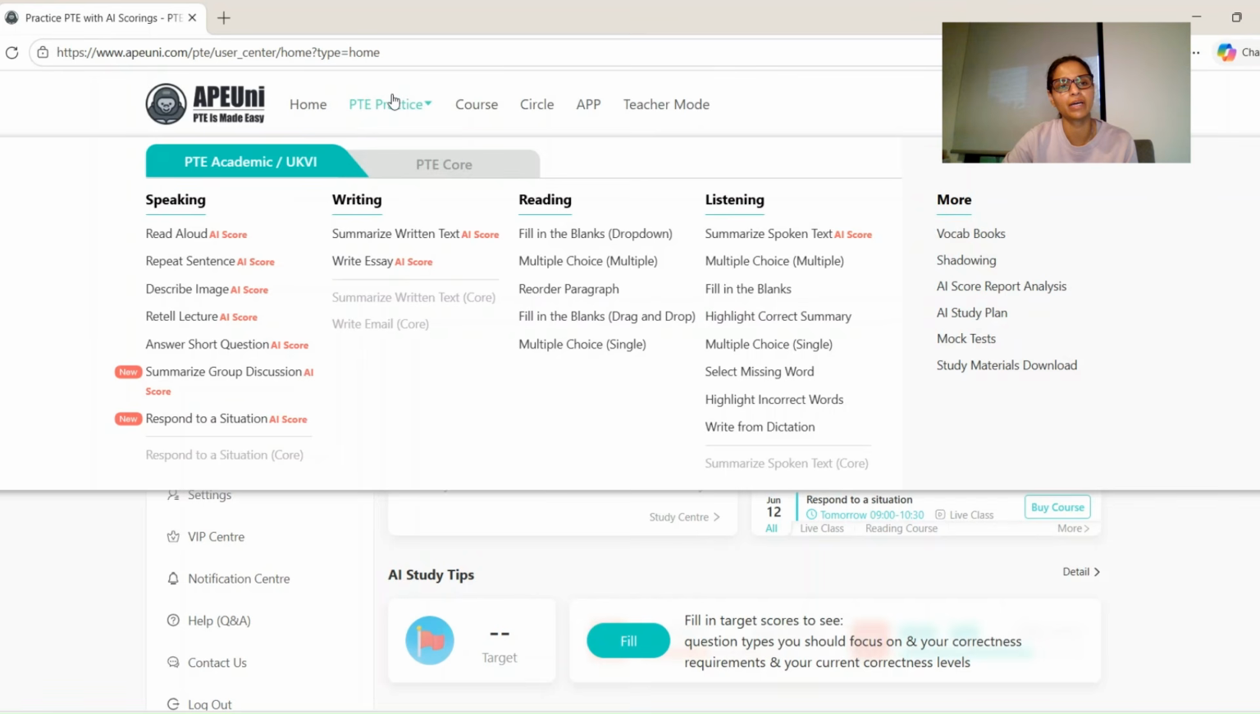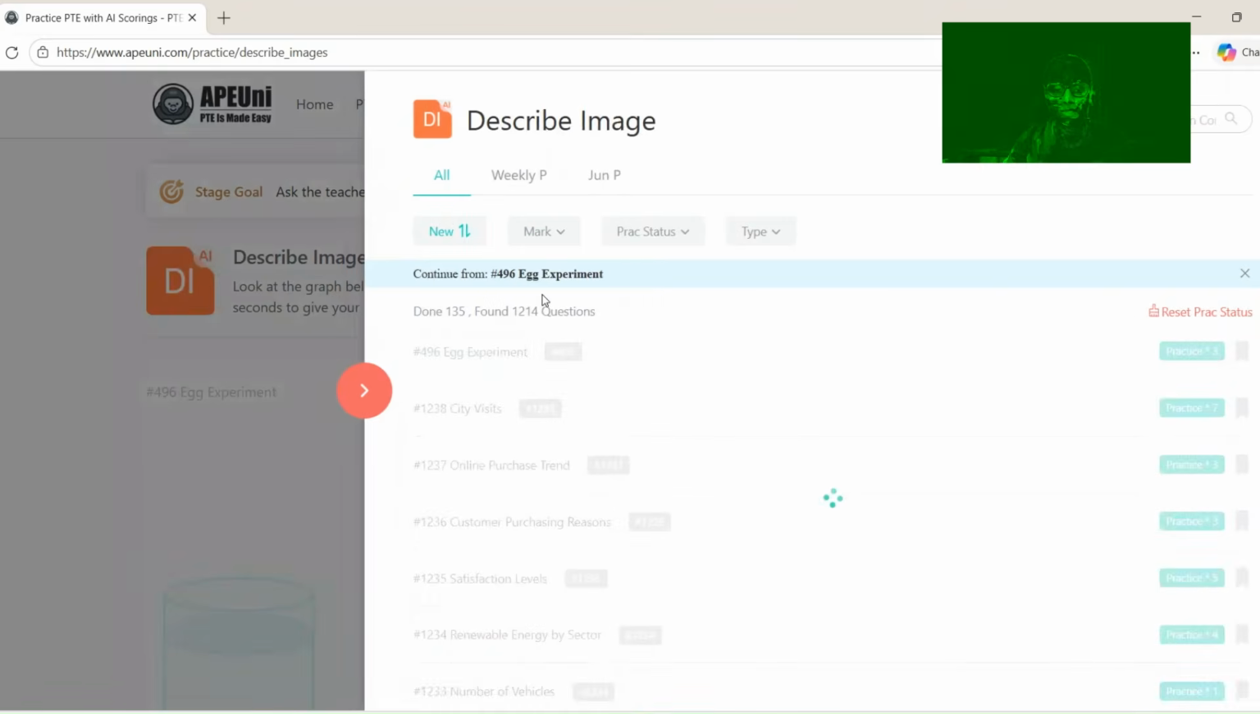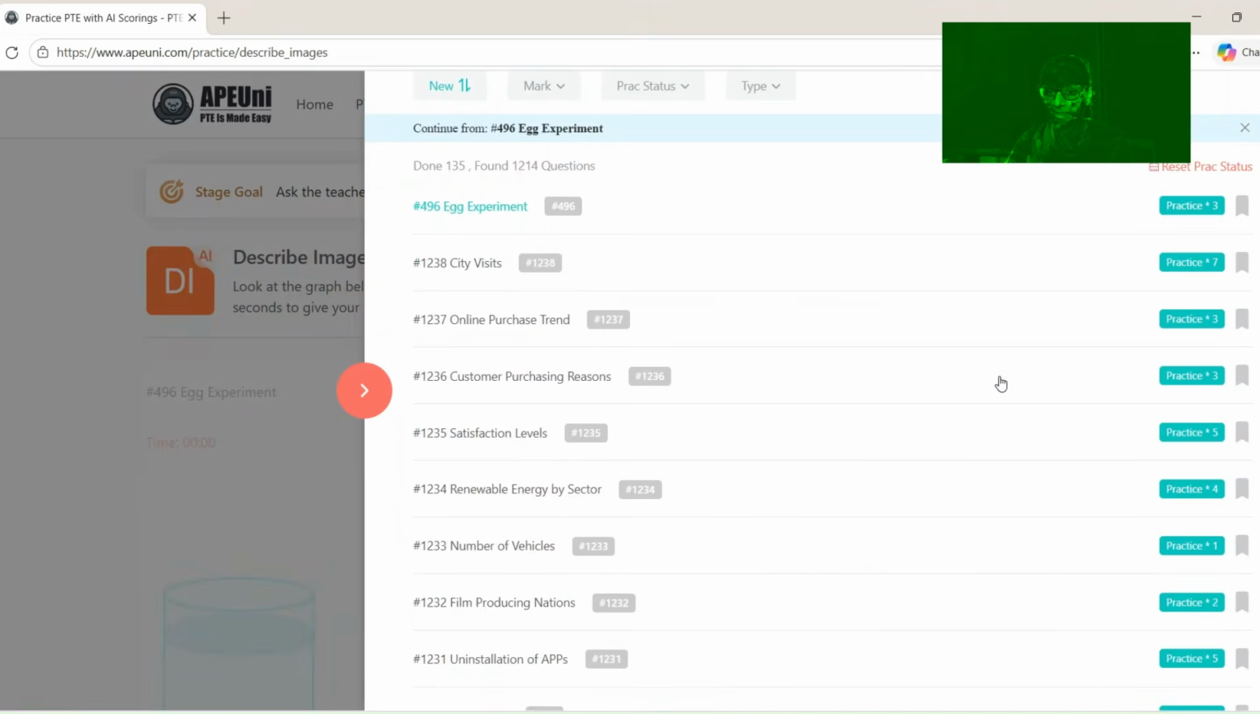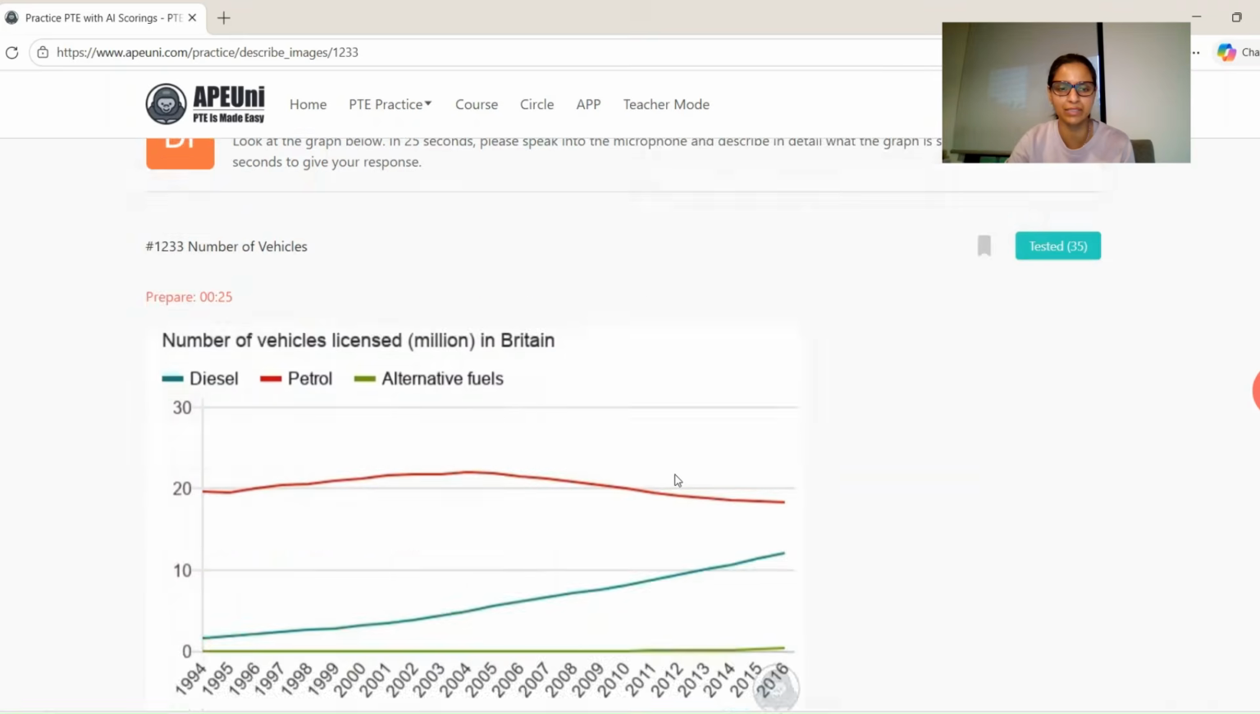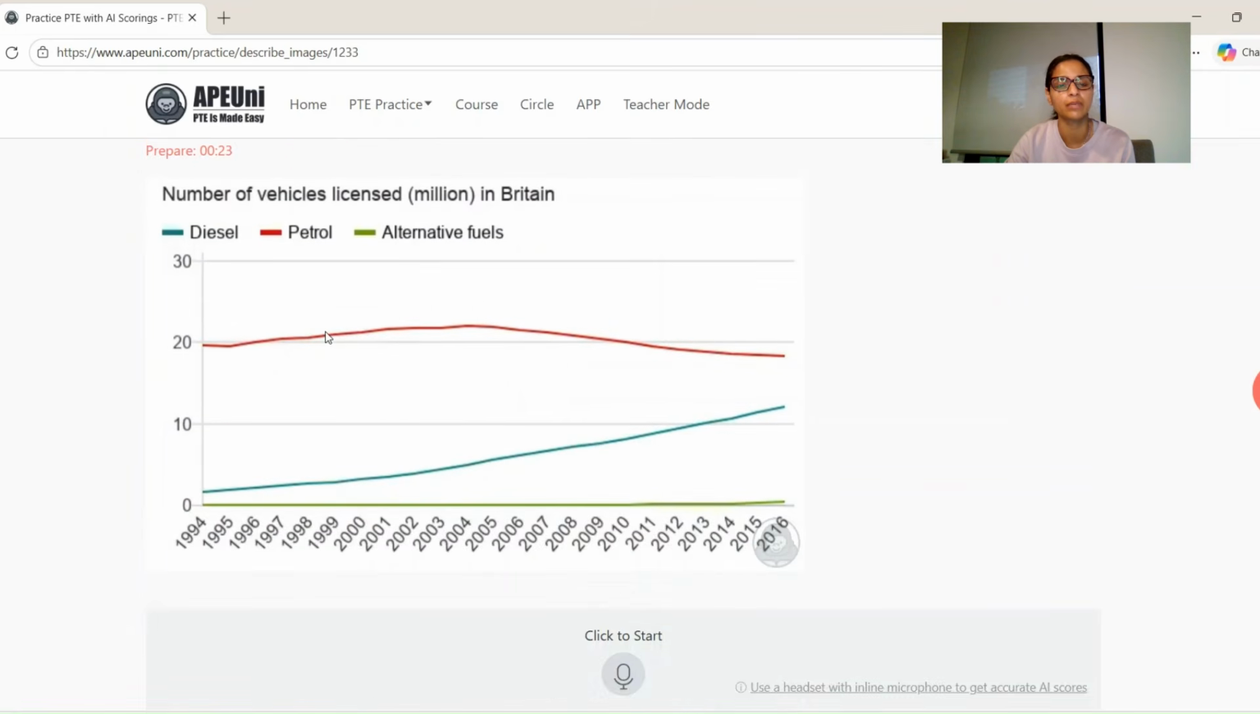Here we are on our ApeUni platform dashboard. Let's do one that has not been done very many times. Number of vehicles here, it's only been done once. I don't know if it's by myself or by my students. Let's find out. Oh, looks like I might have done this one before. Okay, so it's a line graph and we're just going to go top to bottom, left to right, and that's how we're going to describe it, okay?